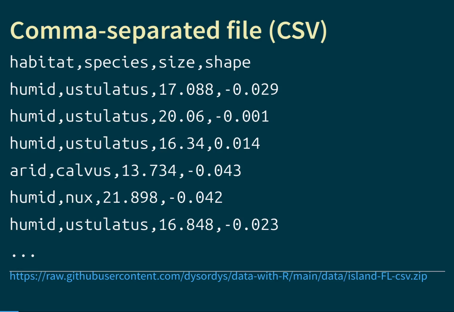You see, for example, in the second line of this file, we have humid, which is referring to the habitat. And then there's a comma indicating that now we're up to the second piece of datum in that row, which corresponds to the species, which in this case is Ustulatus. Then again, you have a comma, and then you have the size parameter, which in this case would be 17.088. And finally, after yet another comma, you have a shape parameter. In this particular case, that is minus 0.029. And so on and so forth.